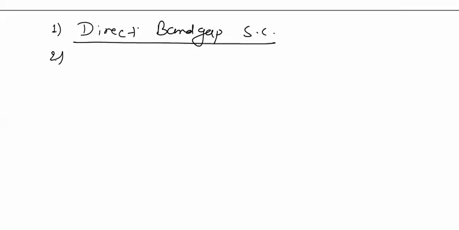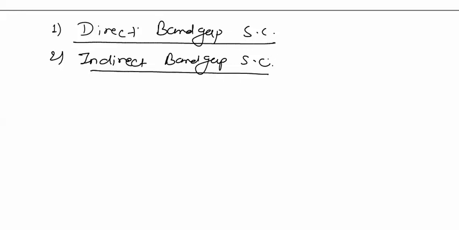Now we will discuss two types of semiconductors. One is called direct band gap semiconductor, and number two is the indirect band gap semiconductor. These two types are divided on the basis of the energy released during recombination.